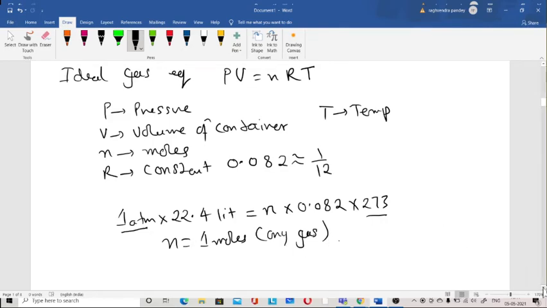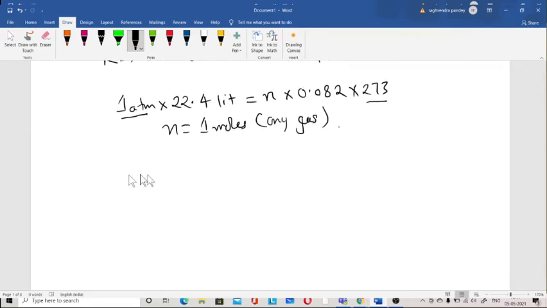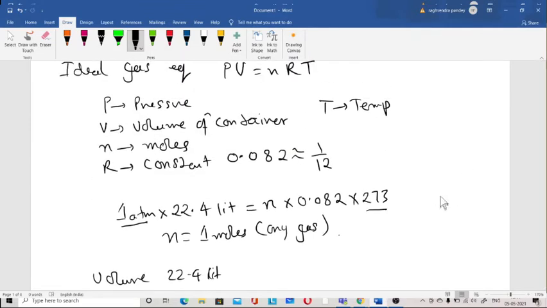Now every time you don't have to do this calculation. So when volume is 22.4 liter, it will correspond to 1 mole. Always remember that. It will be 1 mole only. You don't have to do this much calculation.